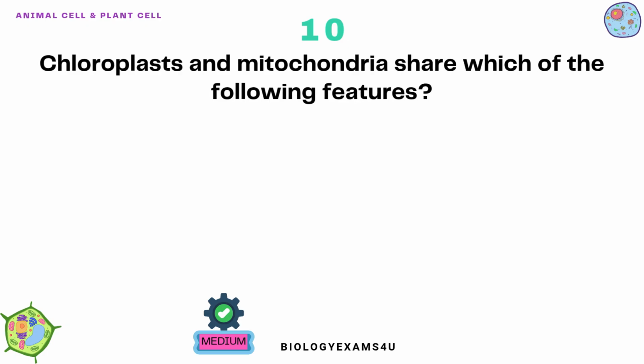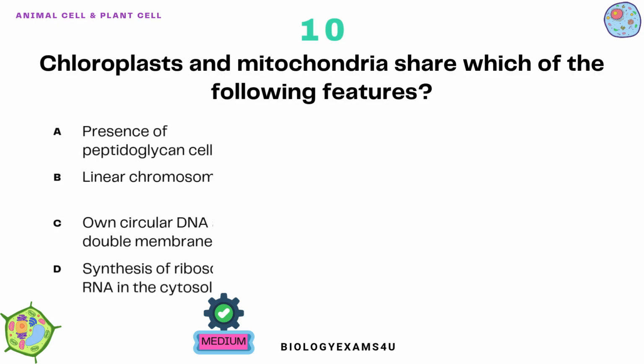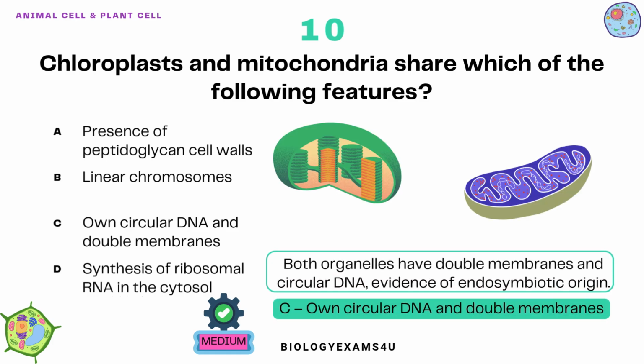Question number 10. Chloroplast and mitochondria share which of the following features? These are the options. The answer is C. Both organelles are double membrane with circular DNA, which is an evidence of endosymbiotic origin.